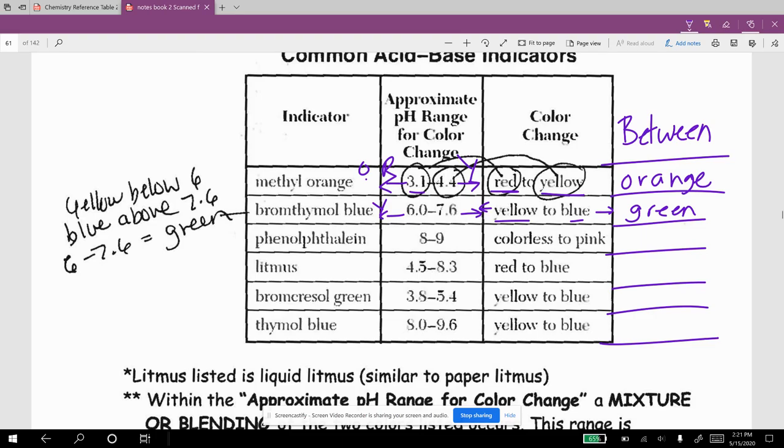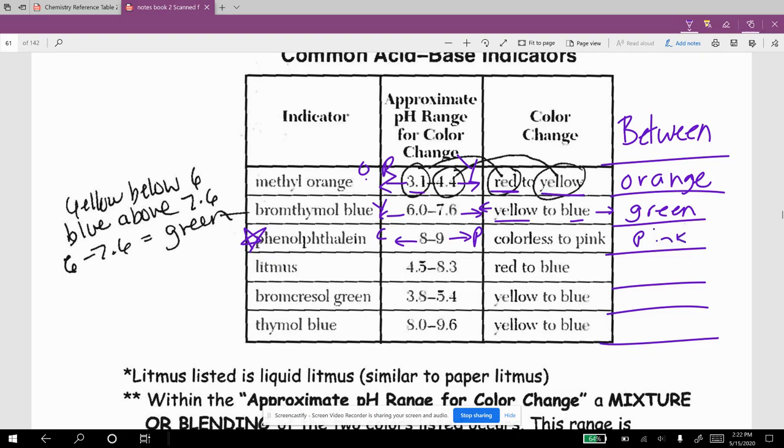Now here's the phenolphthalein that we talked about, right? It's our very important indicator that we're going to use in the lab. And we have 8 and 9, colorless to pink. Any pH value below 8 is going to be colorless, so clear or colorless. And then anything above 9 is going to be pink. And then it's going to be varying shades of pink in between clear and pink.